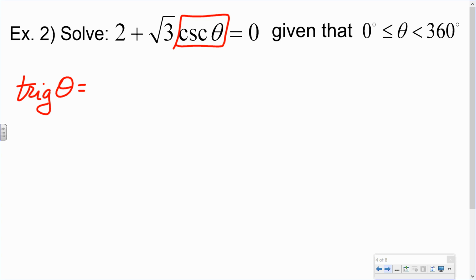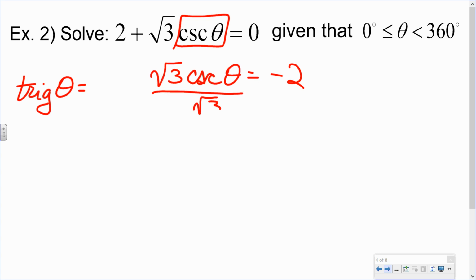Okay, so we're going to subtract the 2 from both sides for our first step, and we have root 3 cosecant theta equals negative 2. Okay, I don't want root 3 cosecant theta, so Kinsley, what do I do to make it just cosecant theta? I'm going to divide both sides by root 3. So now I know that the cosecant of theta is negative 2 over root 3.